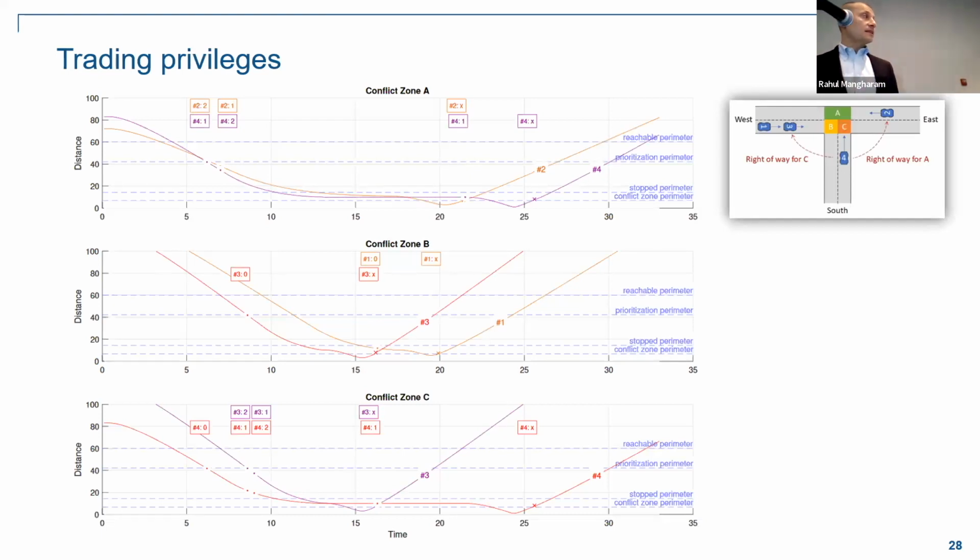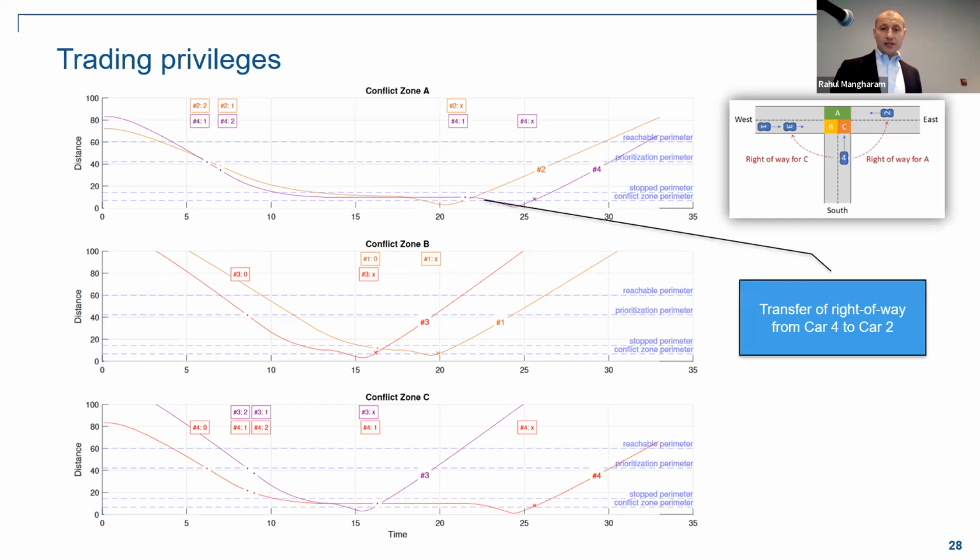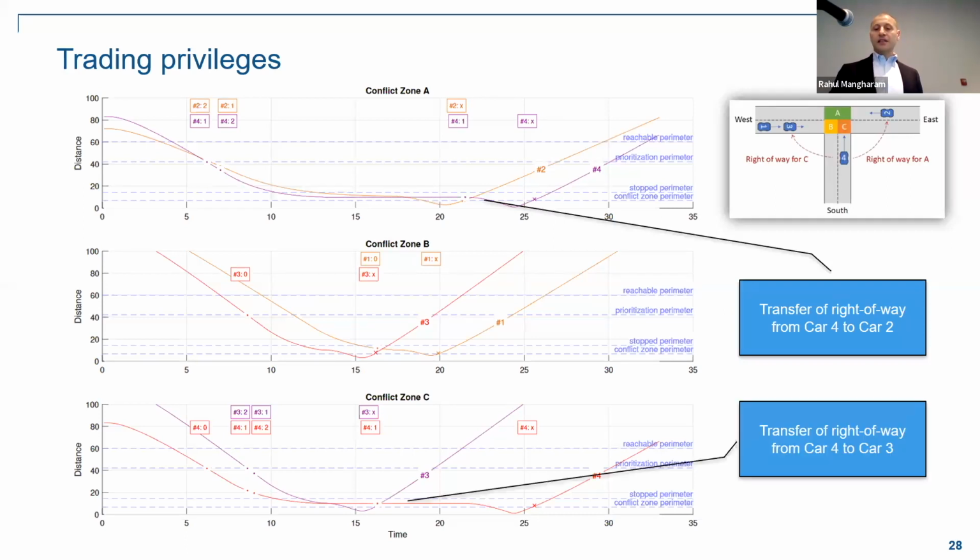This is exactly the same example that I showed earlier, with the difference that in this case we have the negotiation happening. As you can see here, even though car four arrived at the intersection earlier, it exits the intersection later because there has been a negotiation, a sort of transfer of right of way, between car four and car two. And the same thing happens here, in the last plot for zone C, between car four and car three.